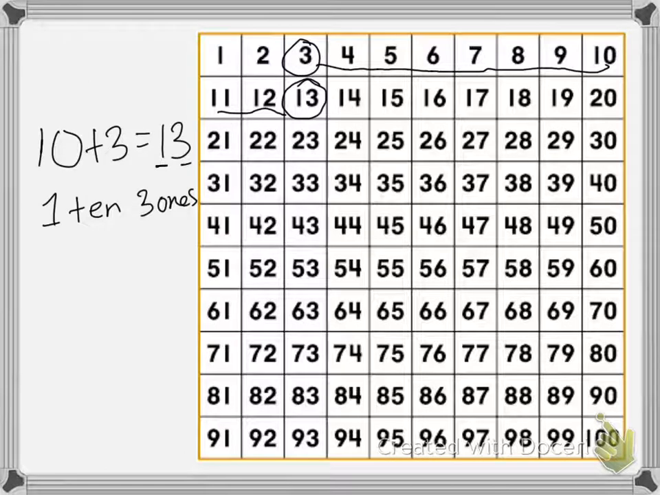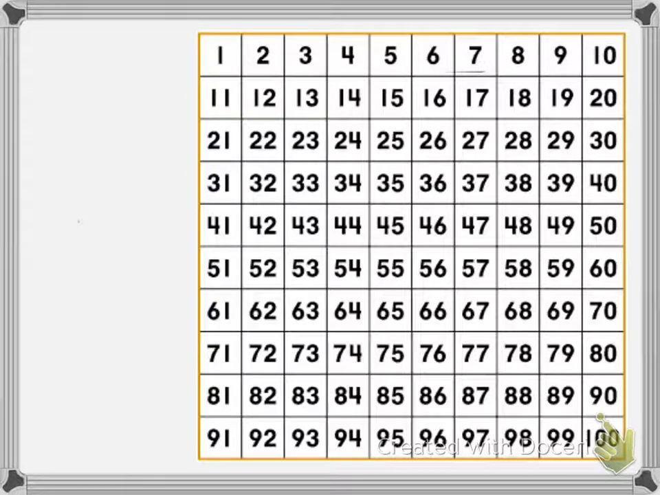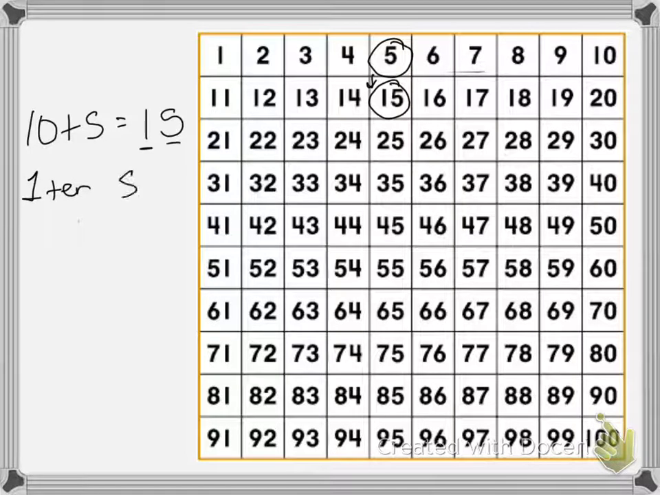Okay. Well, what about if I start with the number 5, and I want to add 10 to 5? Well, if you notice, if I add 10 to 5, it's the number directly below it. It's the number 15. So 10 plus 5 equals 15. The 1 tells me that I have 1 ten, and then I have 5 ones.